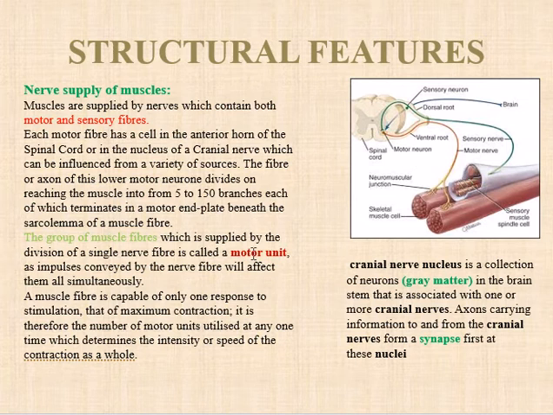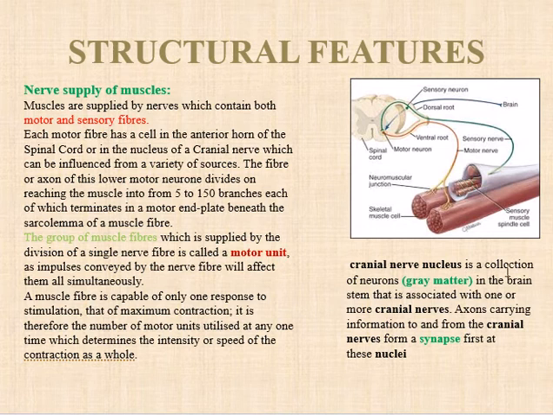The group of muscle fibers which is supplied by the division of a single nerve fiber is called a motor unit, as impulses conveyed by the nerve fiber will affect them all simultaneously. A muscle fiber is capable of only one response to stimulation, that of maximum contraction. It is therefore the number of motor units utilized at any one time which determines the intensity or speed of the contraction as a whole.